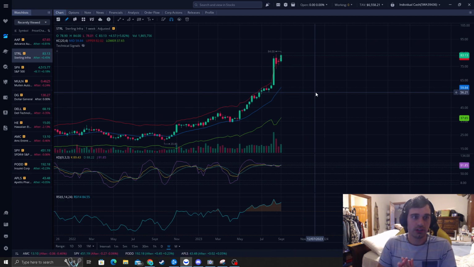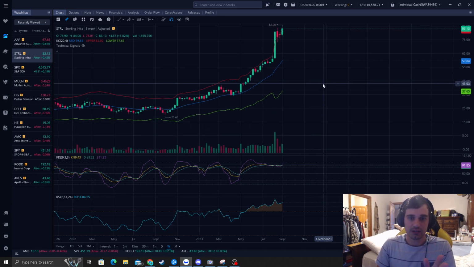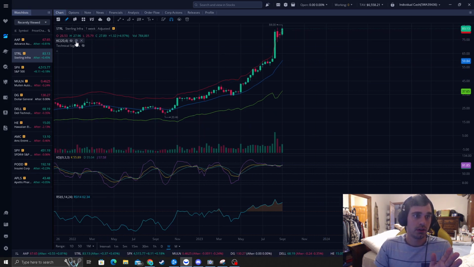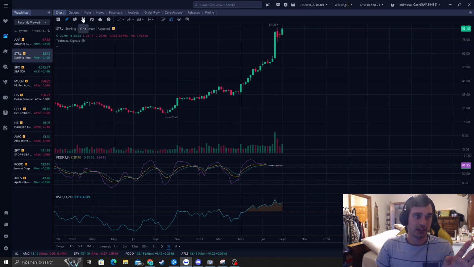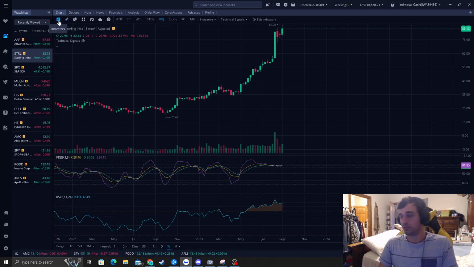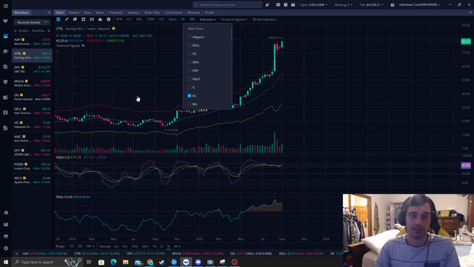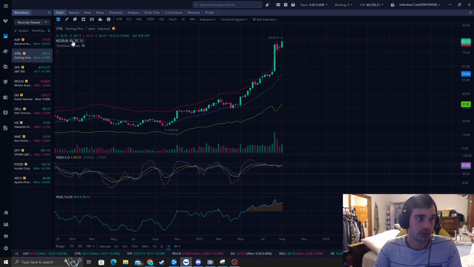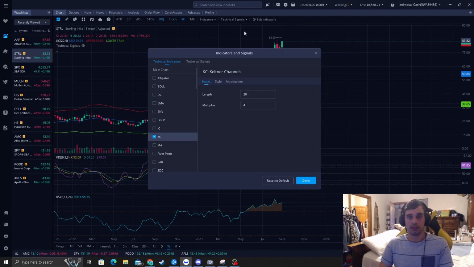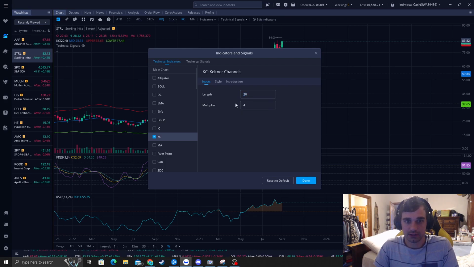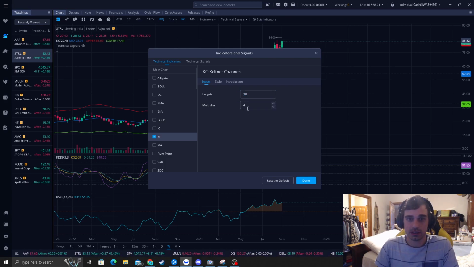So, the first thing you want to do to set up this chart just like how I have it, I'm going to exit out of this so you can see exactly how I do this because this is the main one. You want to go straight into indicators, and this is Webull, but you can do this on any other platform too. You go straight into indicators and add the KC. It looks like it saved already for me, but for the inputs, keep the length at 20, and then the multiplier, you want to change that to 4.